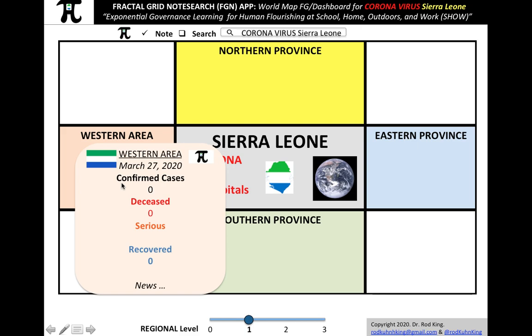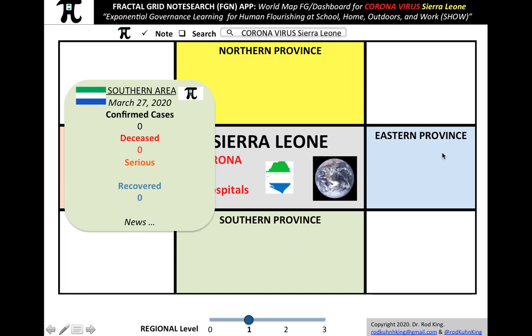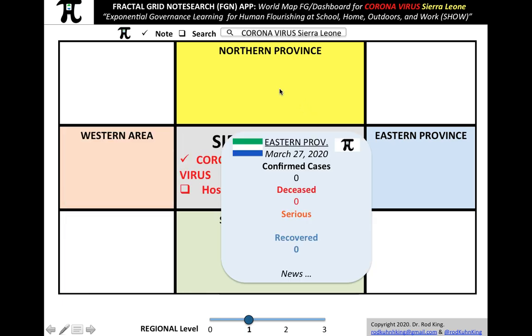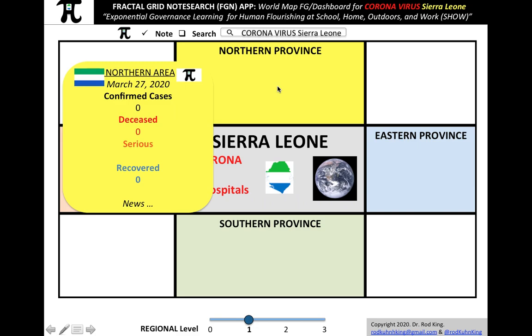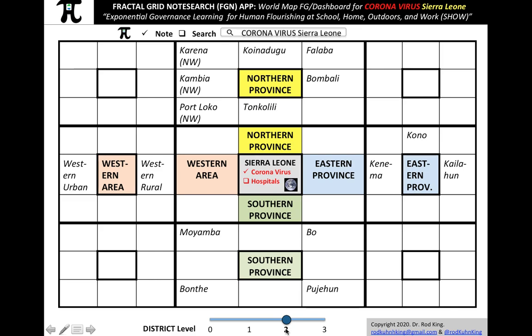So you can see the statistics on any of these regions just by clicking on them. So you can see the statistics at the national level, and now we are looking at the statistics at a regional level. So we click on the Southern province, Eastern province, and Northern province. So we see that there is no confirmed case in each of these provinces. But what if we want to look at things at a district level? For this, we would go to the next level, which is level 2, and when we zoom in, we can see what's happening at a district level.